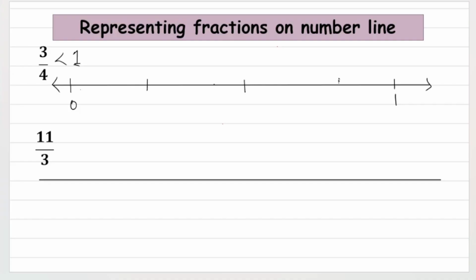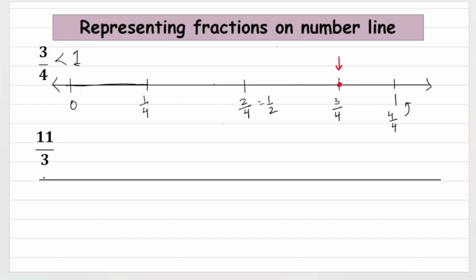1, 2, 3. This is 1/4 because this part from 0 represents one part out of 4 equal parts. This is 2/4, which is of course equal to half, and this is 3/4, and this is 4/4, and we know that 4/4 is equal to 1. Now where is 3/4 on the number line? Over here. So this is 3/4 on the number line.